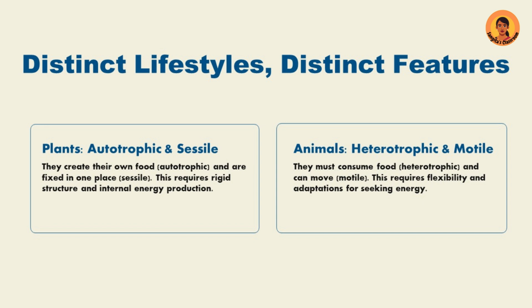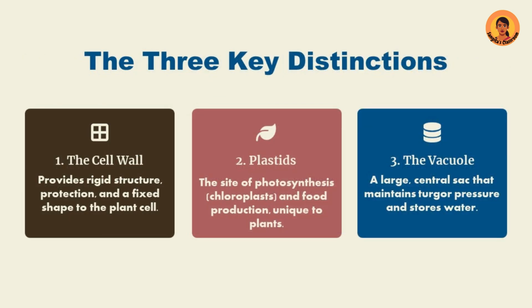Now think about animals. We are heterotrophic. That means we must consume food. And we are motile. That means we move to find our food. This requires flexibility and adaptation for seeking energy. So here are the three key distinctions. These distinct features lead to the primary structural differences.